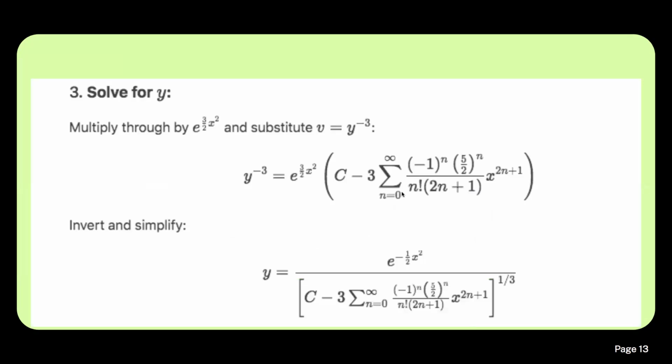Then finally, we put back y, using v equals y to the power of minus 3. We express the solution in the form of y, which is the variable of the original ODE. So this is the final answer for this case of the Bernoulli equation.